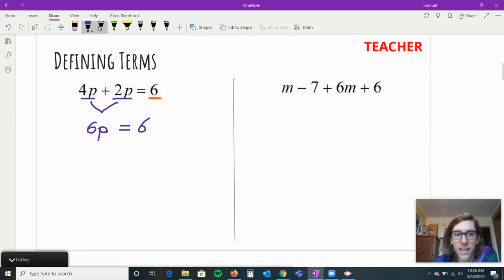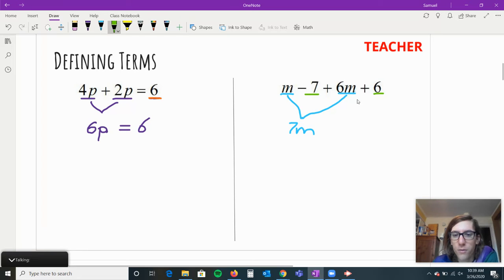Same over here. Do we see any like terms? Well, there's an m term here. There's an m term here. There's 6 of them, but there's an m term here. There is a number term right here, and there's a number term here. So a positive 1m and a positive, that's what the plus means, positive 6m. 1m plus 6m. That's going to be 7m, isn't it? So that's going to be 7m.